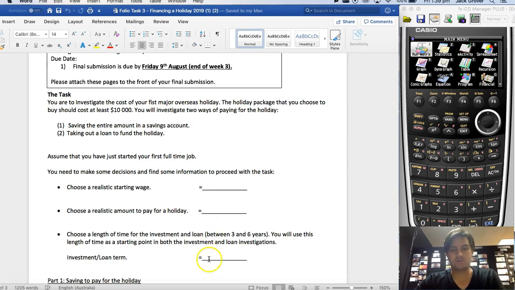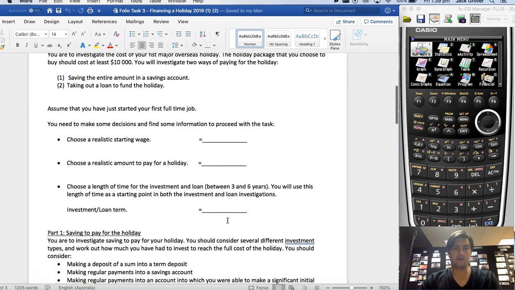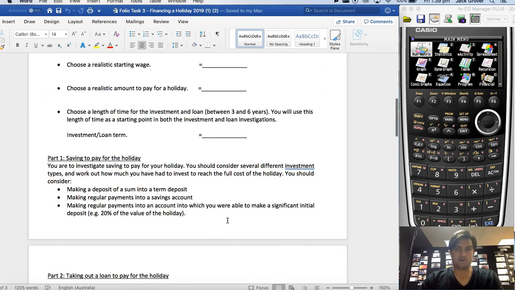And the last thing you need to do is pick an investment or loan term. So this is the length of time you're either going to be saving up for or paying off that particular loan. That's between 3 and 6 years. These three figures need to remain the same for your whole folio. Okay, that brings us down to part one.